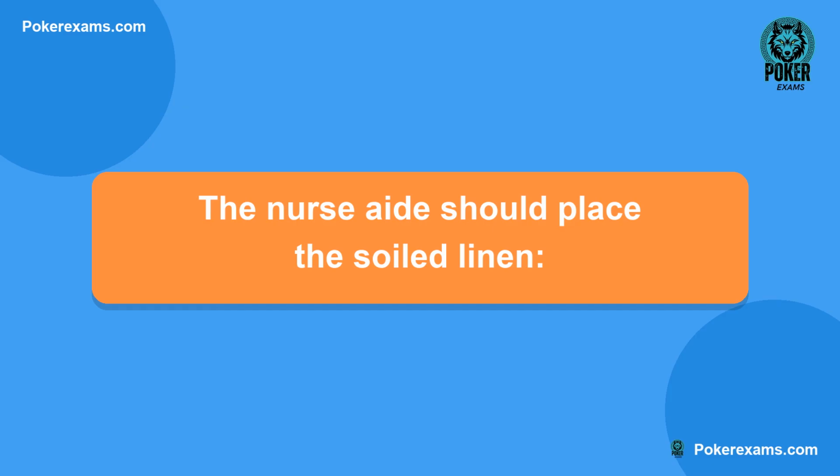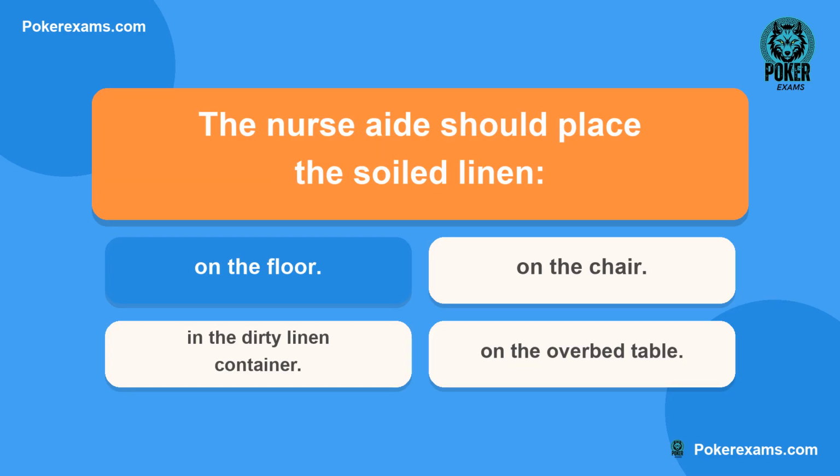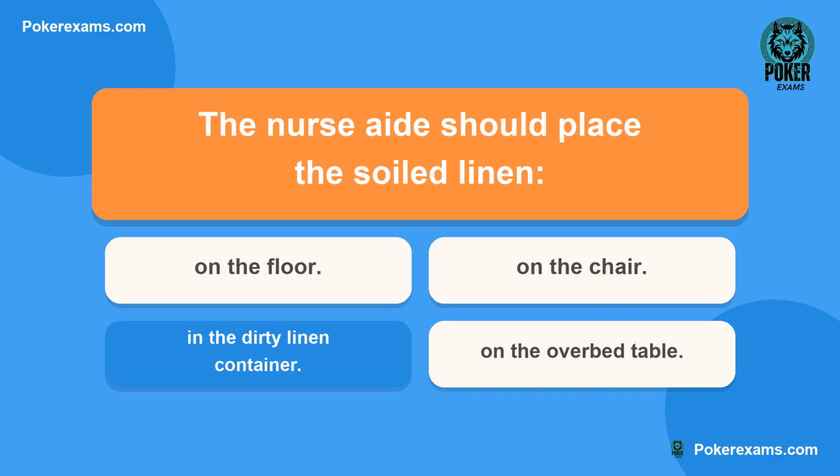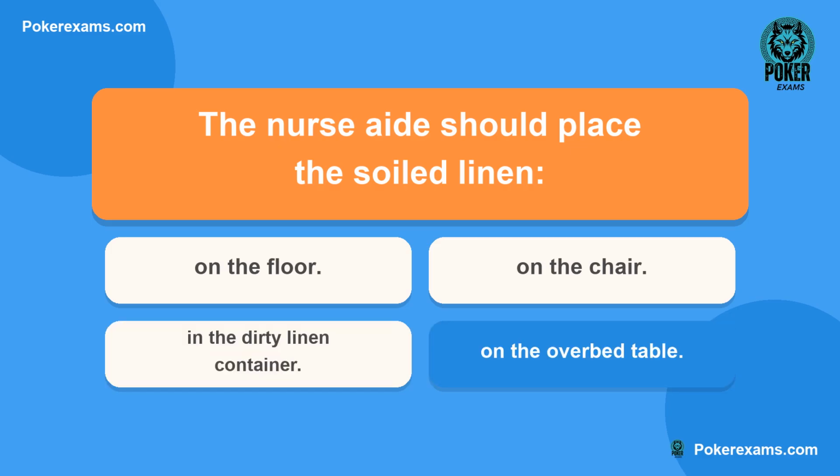Next question. The nurse aide should place the soiled linen. Is it A, on the floor? Or B, on the chair? Could it be C, in the dirty linen container? Or lastly D, on the overbed table?